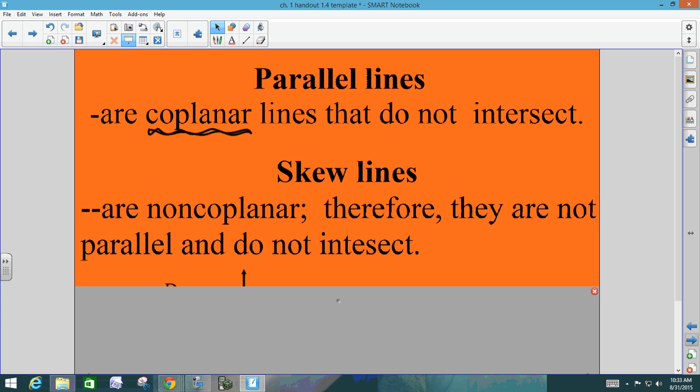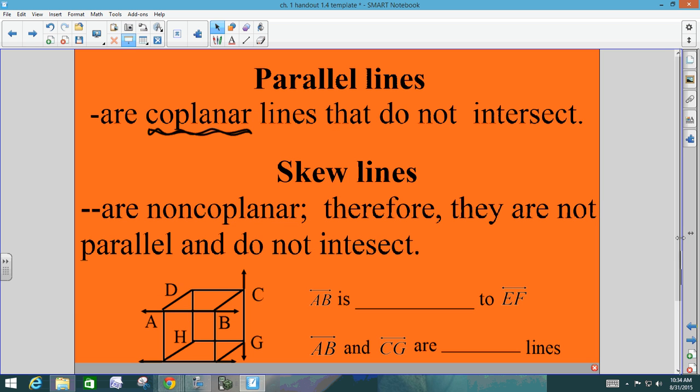It'd be like the electrical strip that goes all along the back wall and the lamp pole. Those would be skew because they're not on the same plane. Definitely not parallel. One's horizontal and one's vertical, but they're also never going to hit each other because they're 6 feet apart. Okay. Skew lines.